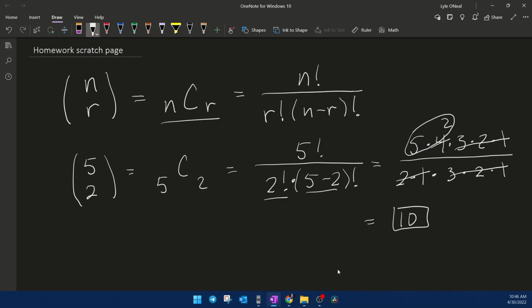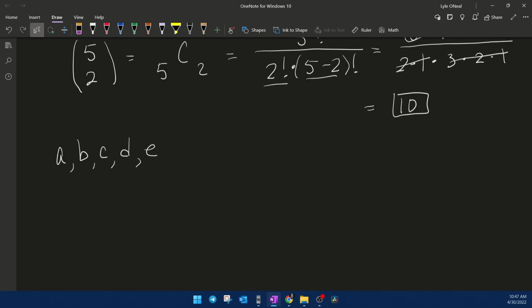Now, if you're wondering what does that actually mean, I'm going to take a little bit of time. You can skip this if you want, but I'm going to show you an example of what this calculation tells us. So what I have written here is the first 5 letters of the alphabet trying to explain what this notation means. In this example, this would say, taking the first 5 letters of the alphabet, how many ways are there to write them in groups of 2 where the order doesn't matter? So the C, a combination, means order doesn't matter.